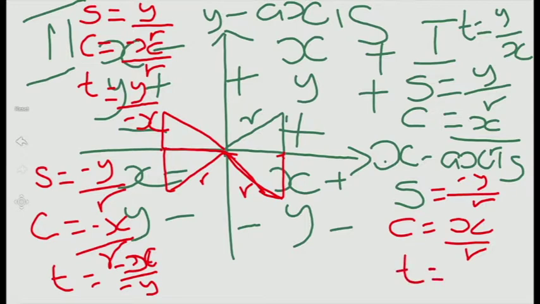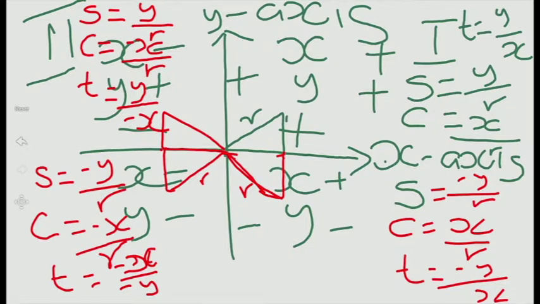Tangent. Tangent is opposite over adjacent. In the fourth quadrant, our opposite is the y value here. The y is negative. And then we look at the x, which is positive. So a negative y over x gives us a negative value. So now we look at the summary of the signs of the trigonometric ratios of angles in all four quadrants.